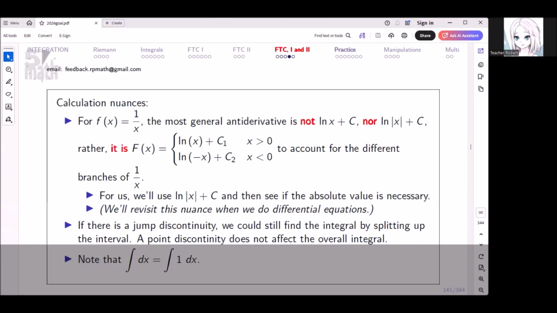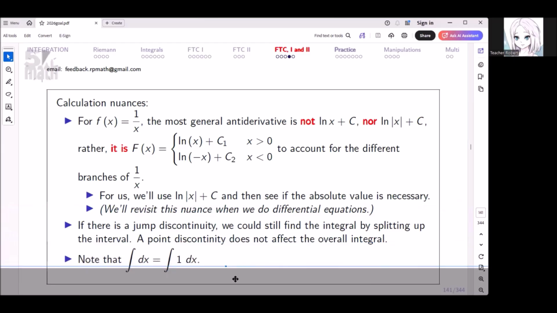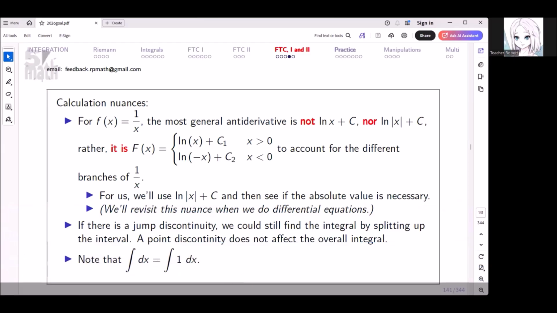If there is a jump discontinuity, we could still find the integral by splitting up the interval. A point discontinuity does not affect the overall integral. Note that integral dx equals integral 1 dx.